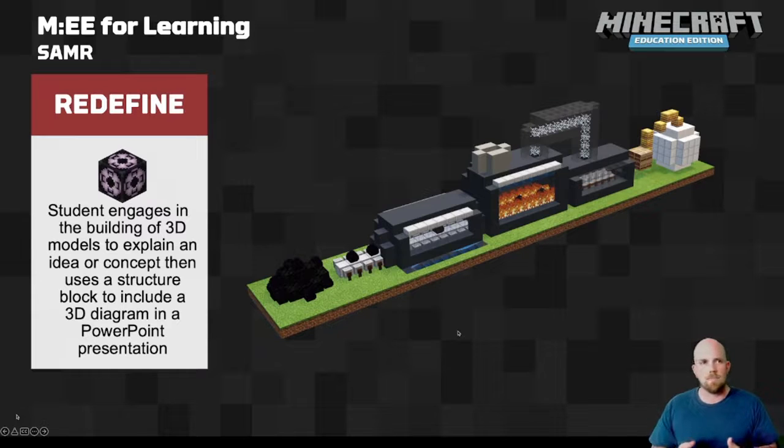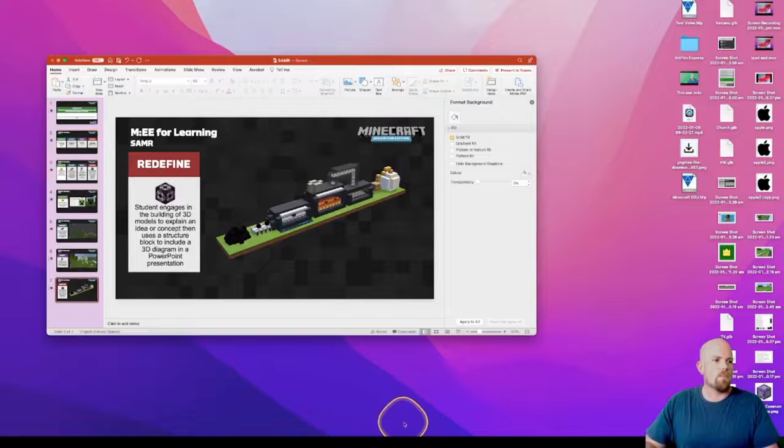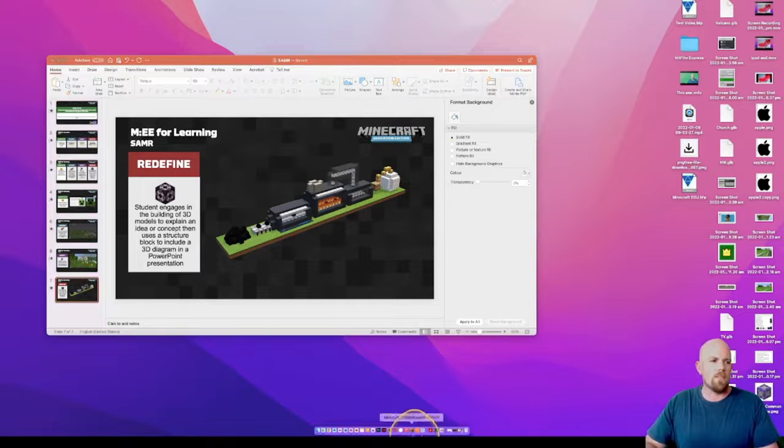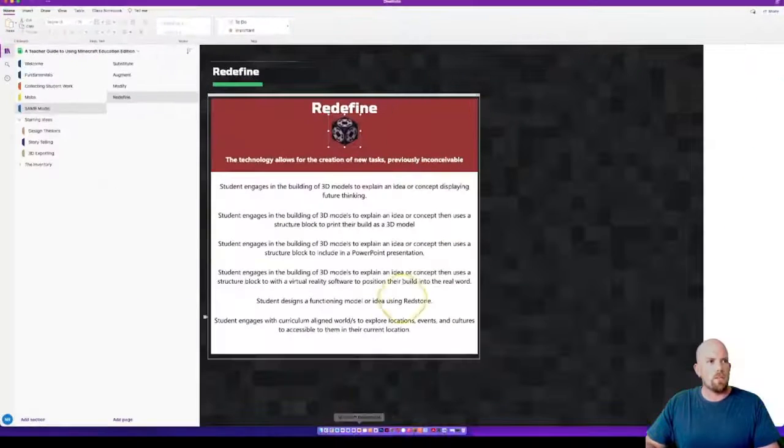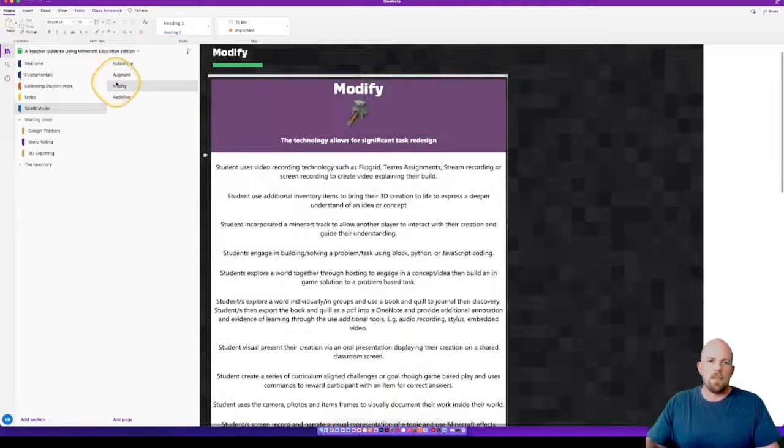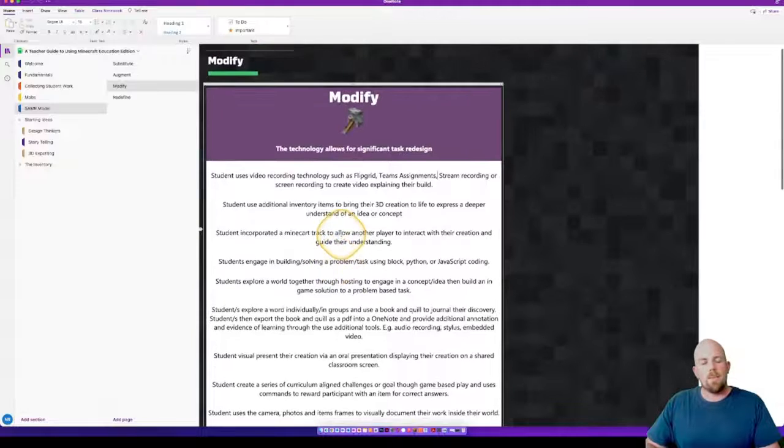So guys, that is our one-by-one explanation with examples. Don't forget that if we jump out of this one, we do have this OneNote available for you to download. There are more examples there to get the creative juices flowing, and you might be able to find ways to implement the SAMR model in your educational teaching with Minecraft Education Edition.